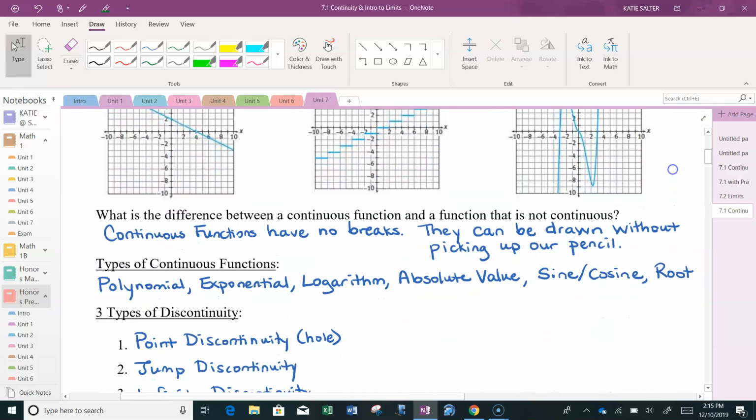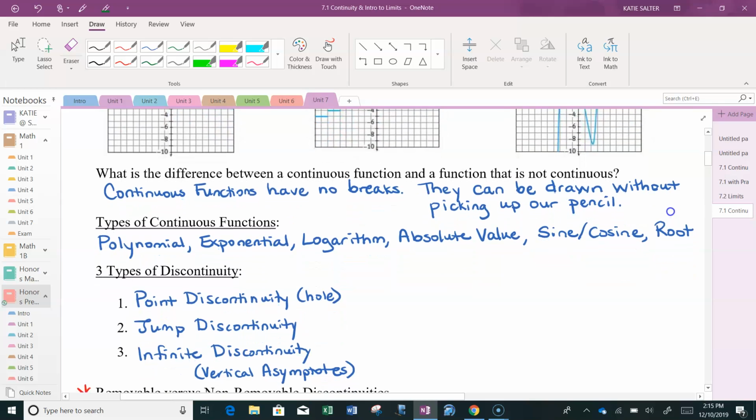All right, so again, what is the difference between a continuous function and a function that is not continuous? Literally, it is, can you pick it up and draw it from beginning to end without picking up your pencil? It does not mean that it has to be continuous for the domain of all real numbers. It just has to be continuous for its domain. So types of continuous functions are all polynomial functions, exponential functions, logarithmic functions, absolute value functions, sine and cosine functions, root functions. And again, a square root function or logarithmic function does not have a domain of all real numbers. However, from the time I start drawing it to the time I finish drawing it, I never have to pick up my pencil. There are no breaks from the beginning to the end.